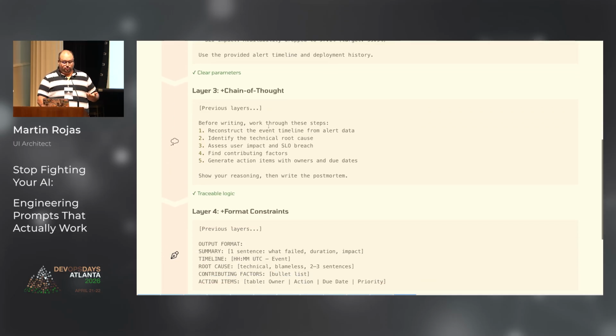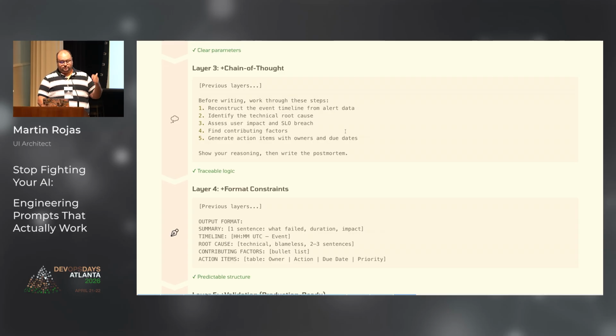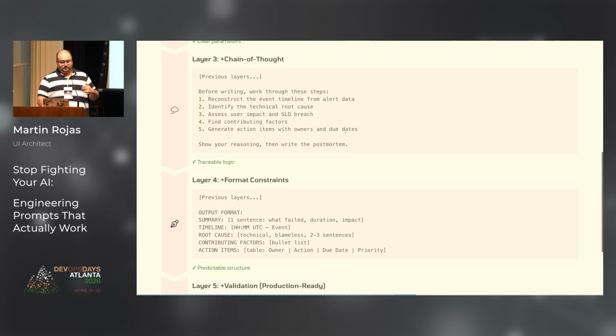Then from the previous layers, you would add on how I would analyze it, right? This is what I want. When I say analyze it, this is what I mean. I mean you reconstruct the timeline first, then identify the root cause, like each of these steps.